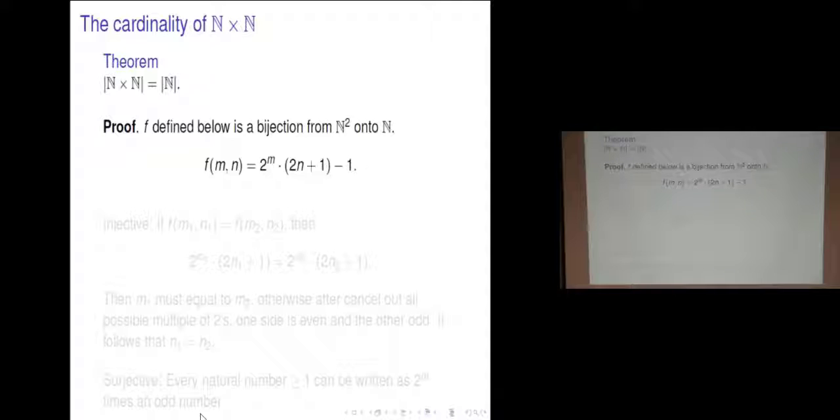So you can define a bijection between N squared and N in this way. You define f mapping the pair (m, n) to 2^m times (2n plus 1), then minus 1. Okay, so let me explain the components. The minus 1 is to get the number 0, because unfortunately I count natural numbers from 0. Now this number is always non-zero, so to get 0, I have to shift everything by 1.